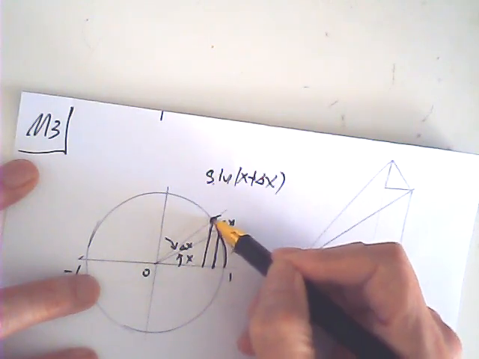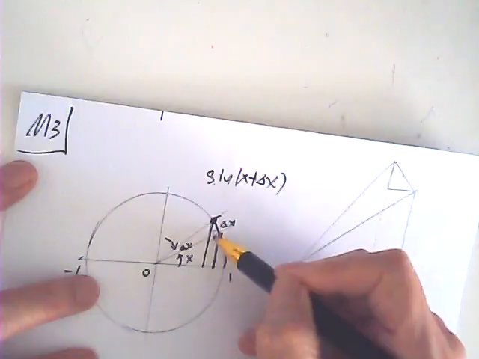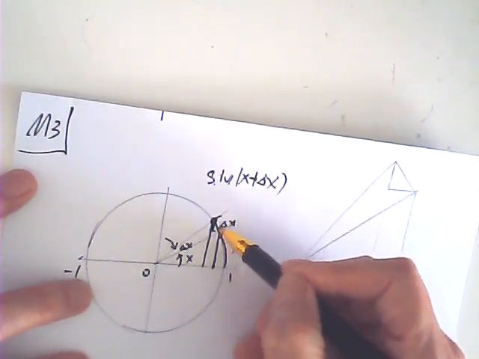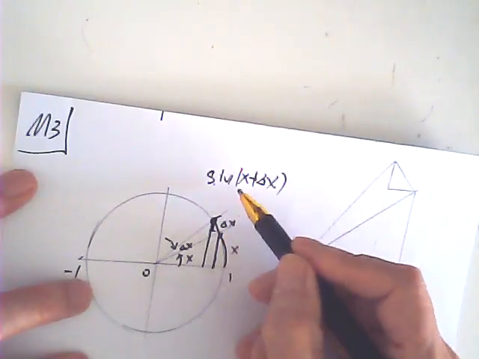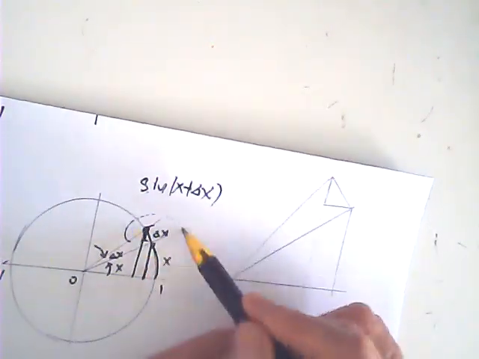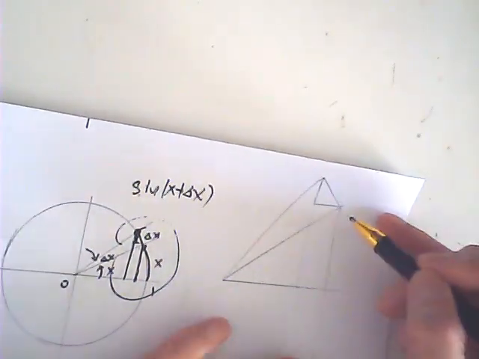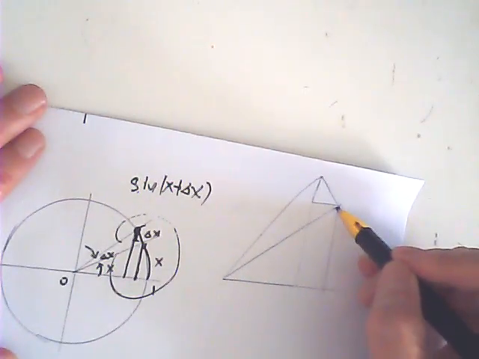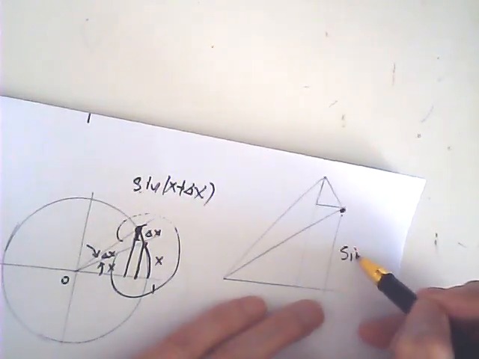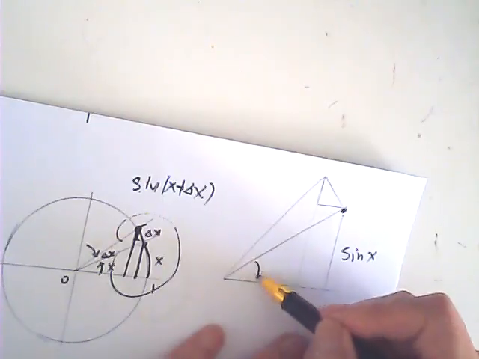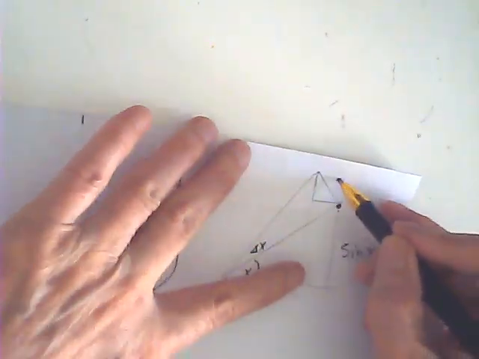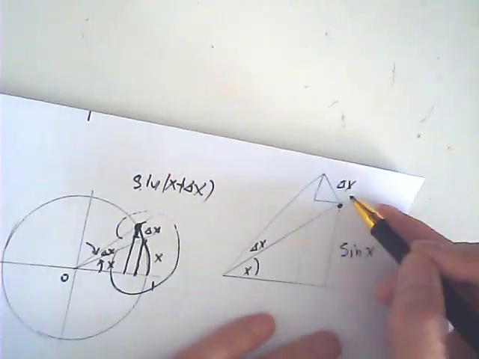This point, the y coordinate. So therefore, this length is, let me use a bigger picture, okay? Move this picture over there. This one, this is sine x, right? So this is x. This is delta x. So this is delta x. This picture is better.